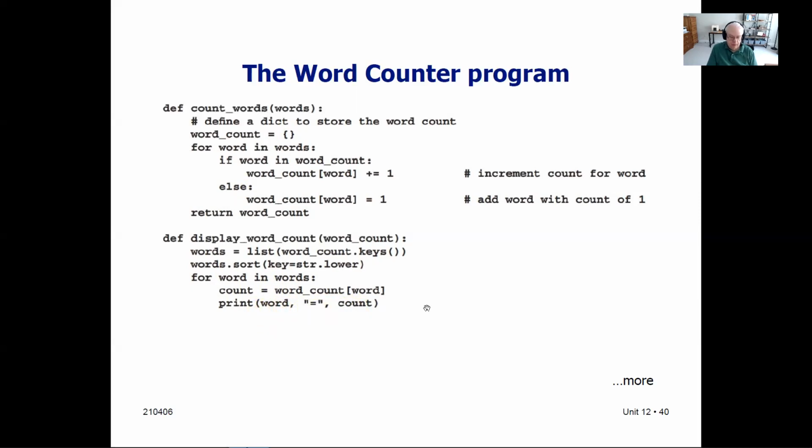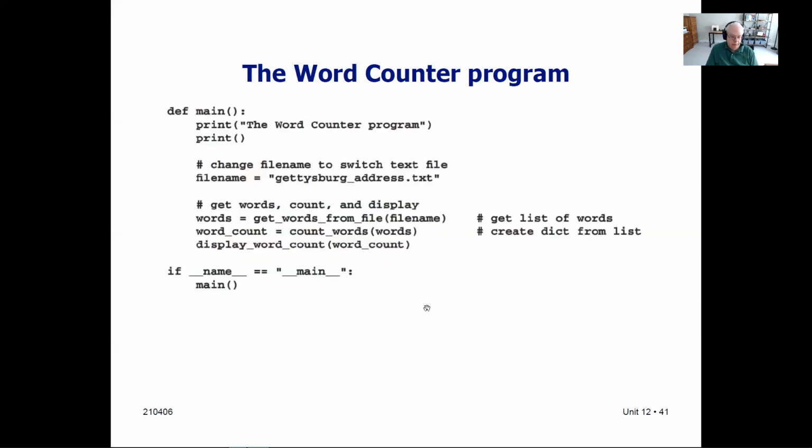I like that. And then the main function is going to be pretty straightforward: the name of the program, the file that we want to work on. So file name equals Gettysburg address. And then we just run our functions here. Words are going to equal get words from file. Word count is going to be the count words function on words. And then display words is going to show us our counts. And then our if statement to say that this is the main function.